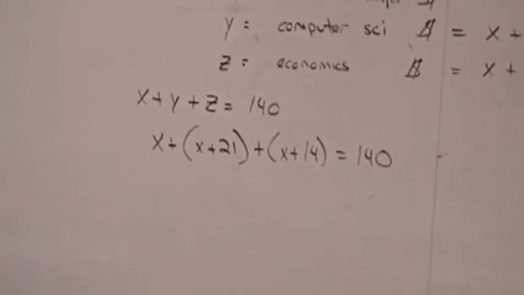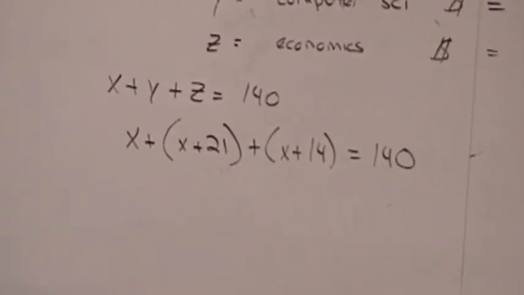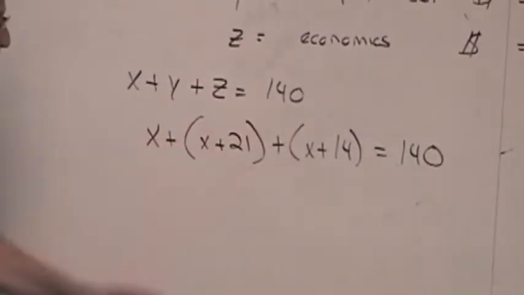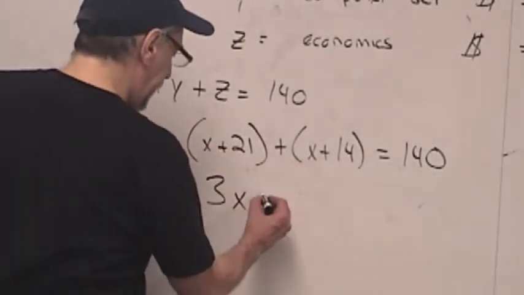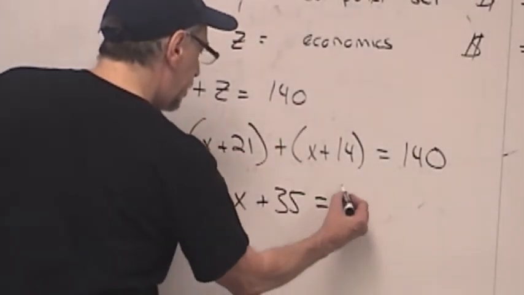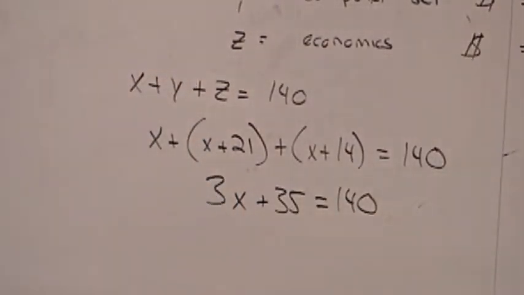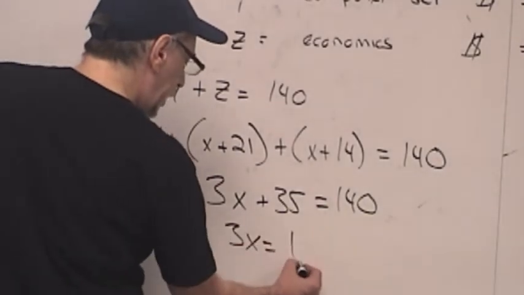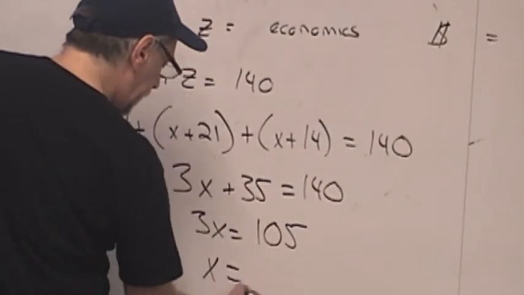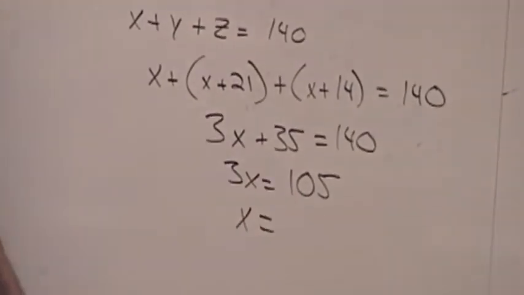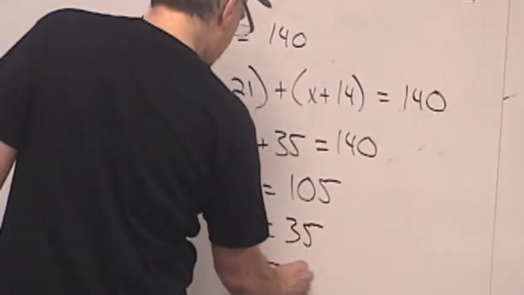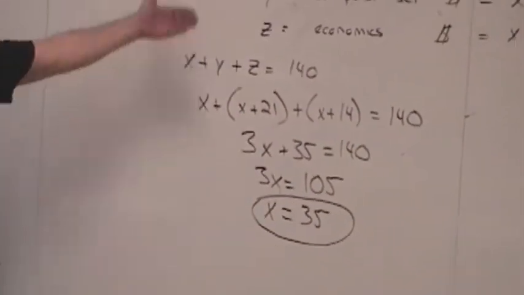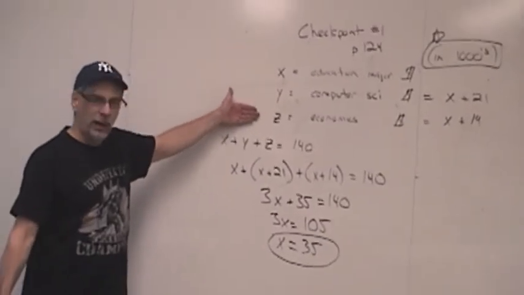So now we're right back to section 1.2. Nice, easy, one variable equation. We add up the x's. X plus x is 3x. 21 and 14 is 35. And we got the 140 on the other side. We subtract 35 from both sides, and we get 105. And then we divide both sides by 3. And what do we get, 35? 35. Or $35,000.